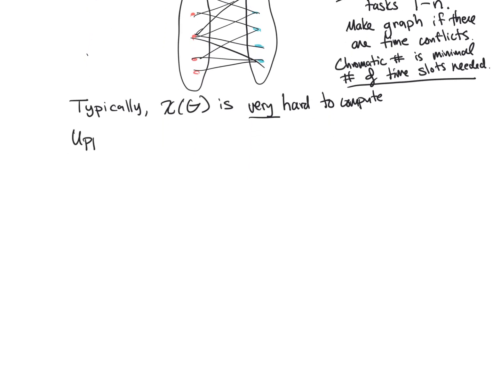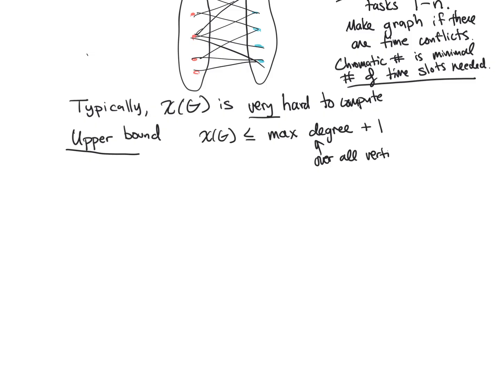Okay. So maybe I'll give an upper bound that does always work. This one, again, is kind of the simpler direction. The chromatic number is always less than or equal to the maximum degree plus 1, where the maximum is taken over all vertices of your graph.